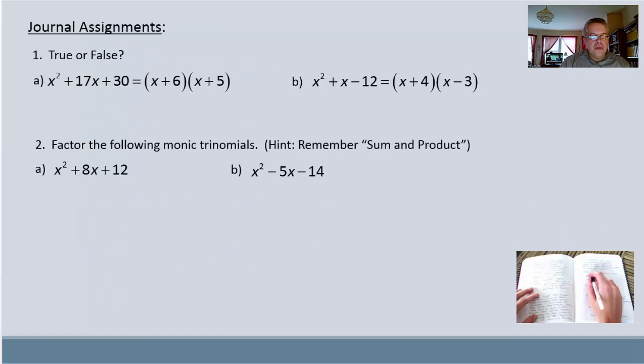Okay, so here we go. For the journal assignment, please explain why these statements are true or false. And then for problem number 2, go ahead and factor these two trinomials. Good luck.